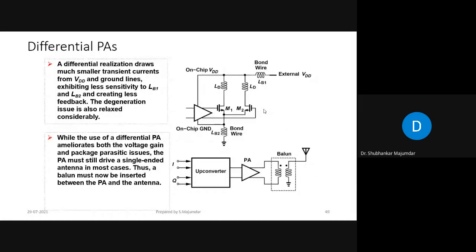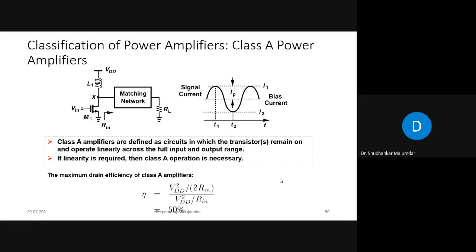Then if we are going for a differential power amplifier, one thing is good in the realization: we reduce the common mode noises. Whatever common mode noises are there, we reduce them. And the use of a differential power amplifier eliminates both the voltage gain and the package parasitic issues. The power amplifier must still drive a single-ended antenna, so again we have to introduce a balun here to connect the single-ended antenna.